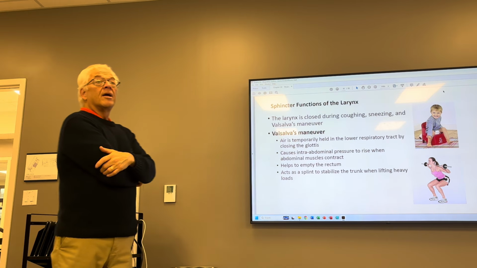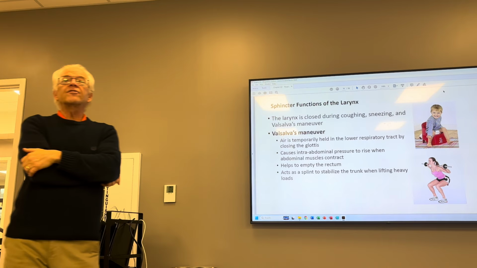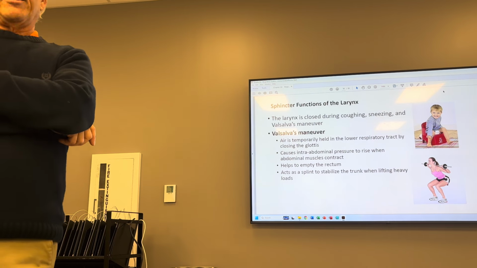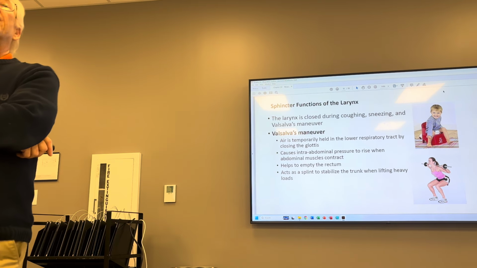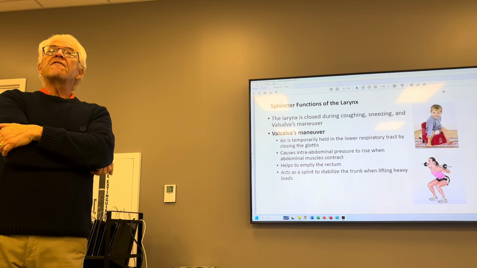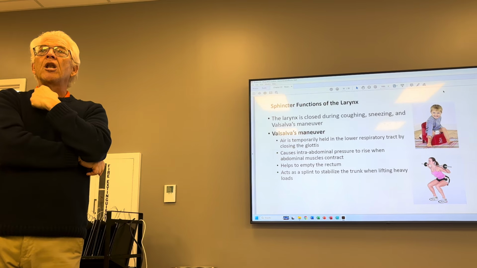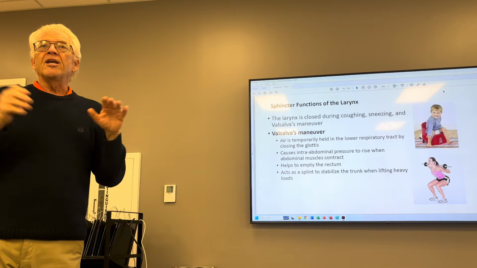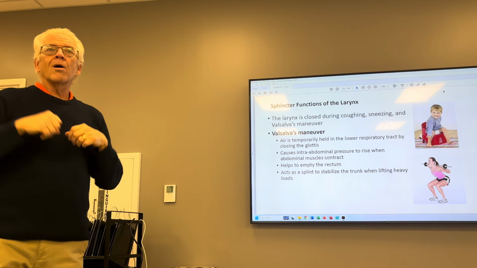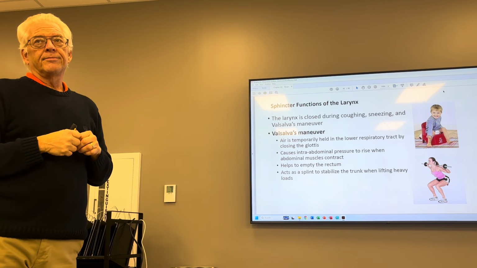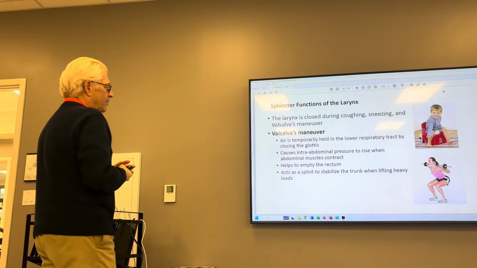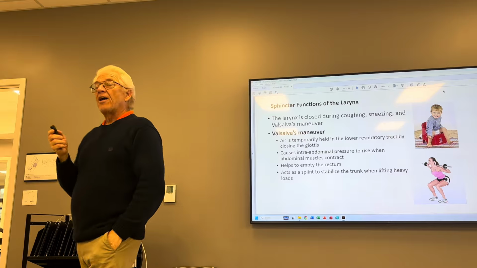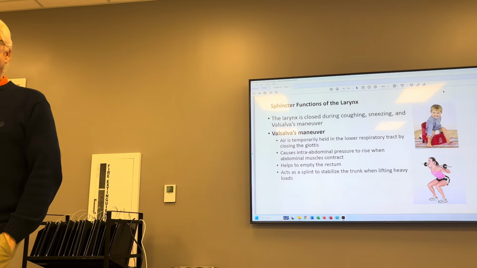Okay, that's a test question. Valsalva's maneuver. Okay? This is right up your alley, Justin. Valsalva's maneuver is where we artificially close the glottis to build up pressure so we can either lift a load or drop a load. Got it? All right. You hear all about dropping them. But that's called Valsalva's maneuver. All right.